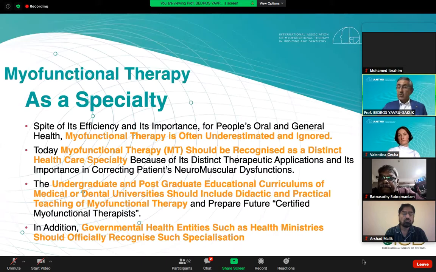Also, myofunctional therapy should be part of the didactic and practical educational curriculums of the medico-dental universities and taught, if possible, as a specialization. Also, governmental health entities, such as health ministries, should recognize the specialization in myofunctional therapy.